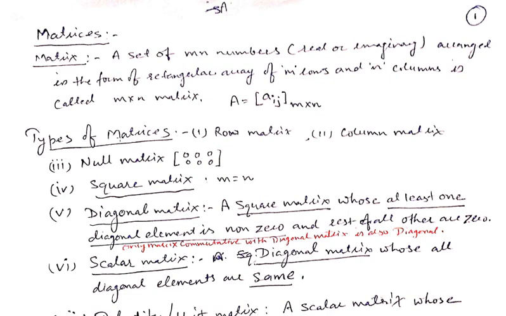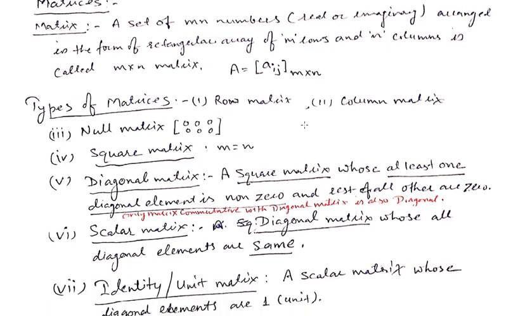So now we look at some special types of matrices. First, row matrix, in which the number of rows is 1, that is m is 1 and n might be 1, 2 or 3. So a row matrix is a matrix of 1 cross n type, whereas a column matrix has one column, that is, it is of m cross 1 type. Null matrix, a matrix whose all elements are 0.